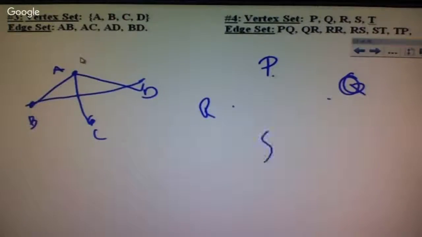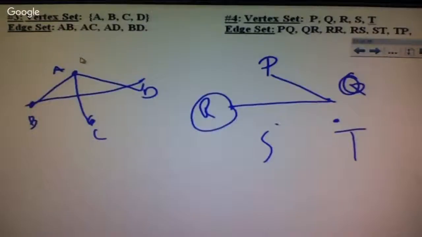R, S, and T. Okay, so P to Q, Q to R, R to R. Perfect. R to S, T to S, and then T to P. Perfect. Okay. This one had 5 dots: P, Q, R, S, T. P to Q, Q to R. R to R is a loop, so she put a loop at R. R to S, S to T, T to P.